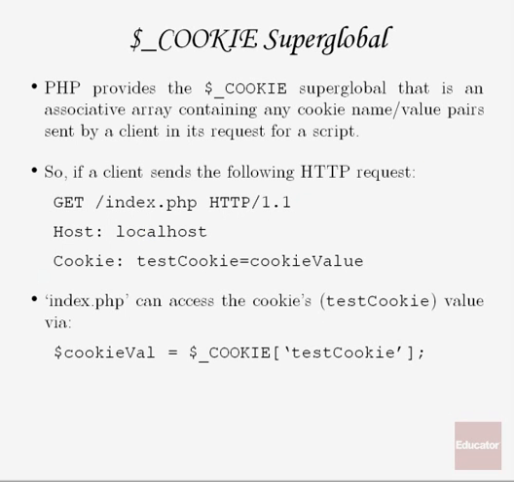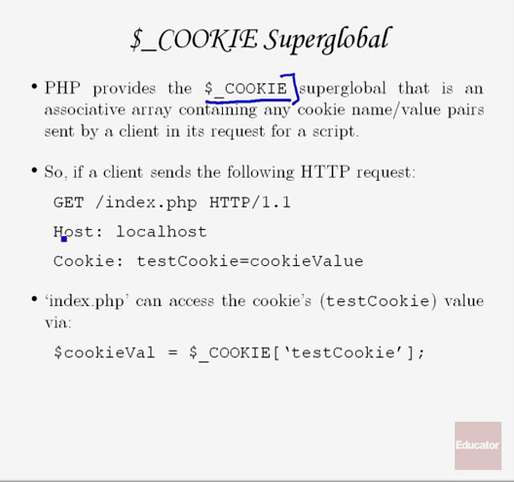The way you do that is using another super global called $_COOKIE. Basically, on any script that is loaded, if a cookie header has been sent by the client in the HTTP request, any cookie name-value pairs that have been sent are going to be created in this cookie superglobal.